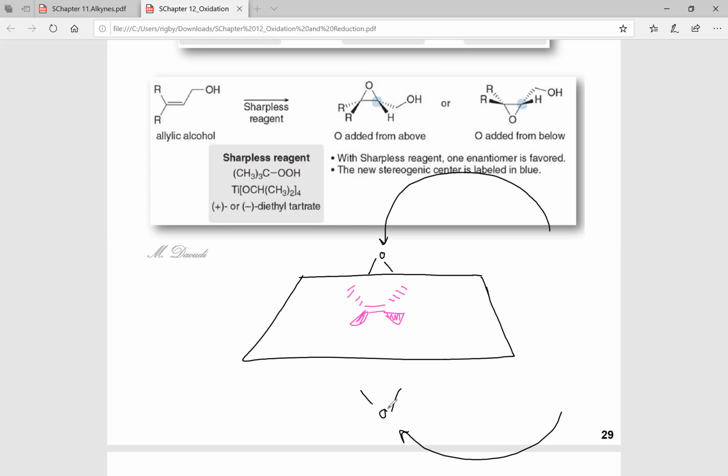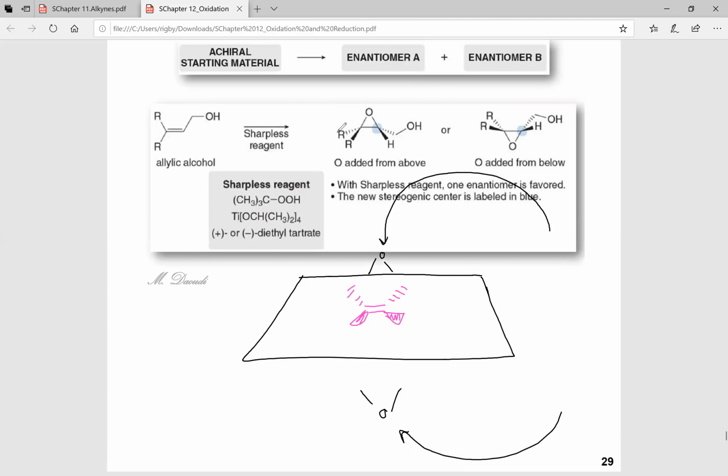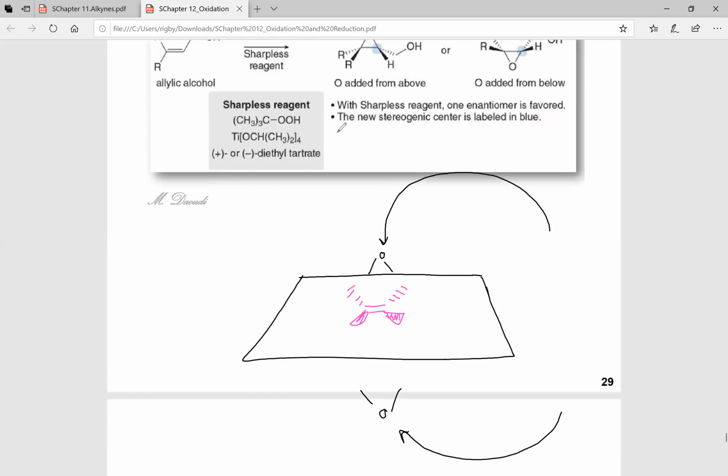This way, if we scroll up a little bit, we can see here that we're going to have different stereochemistries depending on which way we add, from above or from below. If we add from above, we're using the minus Sharpless reagent. If we add from below, we're using the plus Sharpless reagent, okay? So by using the Sharpless reagent, we can control the stereochemistry of the enantiomer that we form using an epoxide, okay?